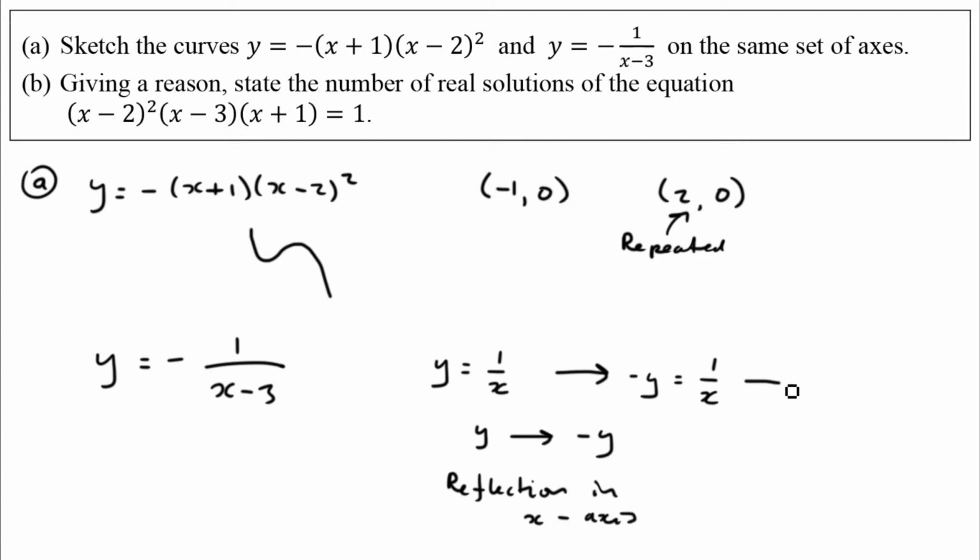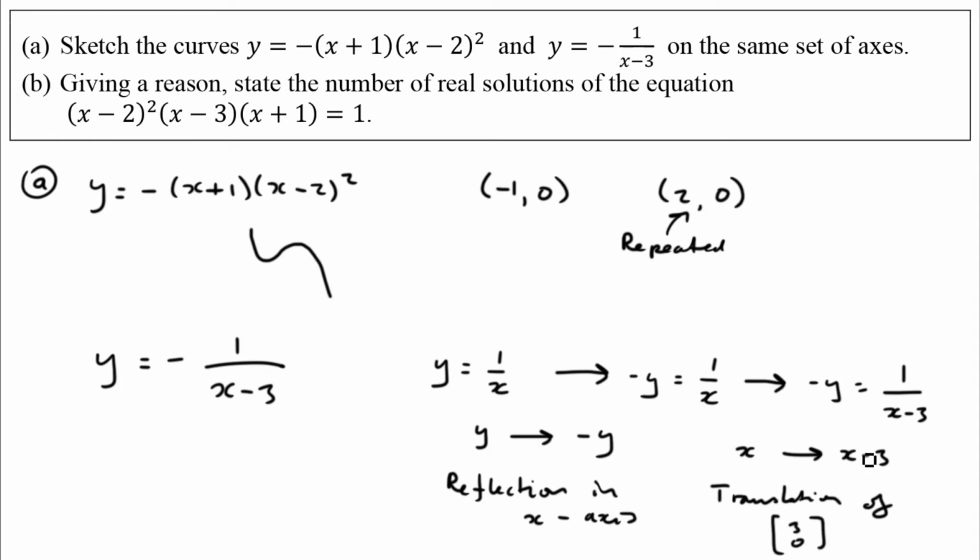And then if we replace the x by x minus 3, in other words, the x changed to an x minus 3, that means that we have to do a translation of (3, 0). And this final curve, negative y is 1 over x minus 3, that's the same as y is negative 1 over x minus 3. So here is how we can get the curve we're trying to sketch from one we understand: reflect it in the x-axis and translate it 3 units to the right.